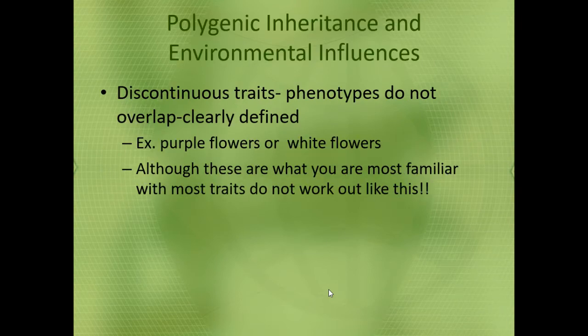Polygenic inheritance and environmental influence. So this is going to be talking about discontinuous traits, and these are phenotypes that do not overlap. They're not exactly clearly defined. So for example, our purple flowers or our white flowers. Although these are what you are most familiar with, most traits are not all purple or all white.